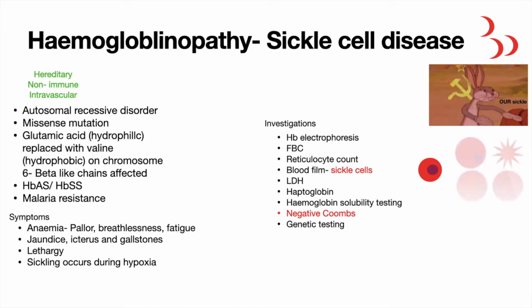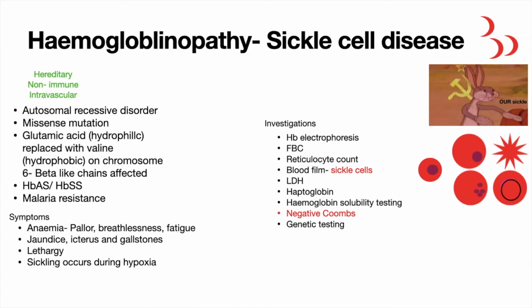We may also see a couple of other things. So one of the issues with these sickle red blood cells is that they can start to conglomerate, and they can essentially block off blood supply to various organs. And one of those organs is the spleen.